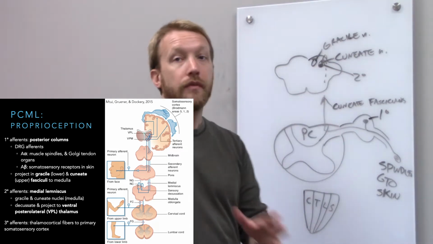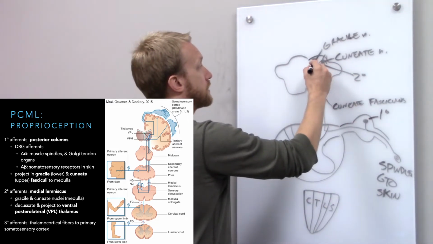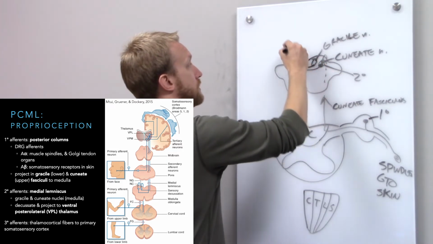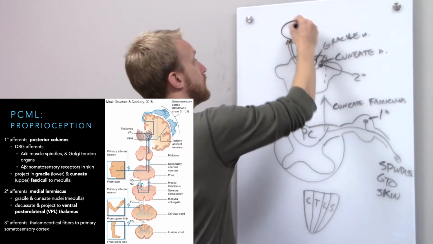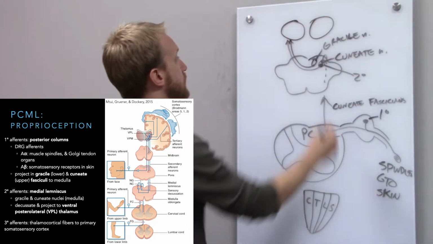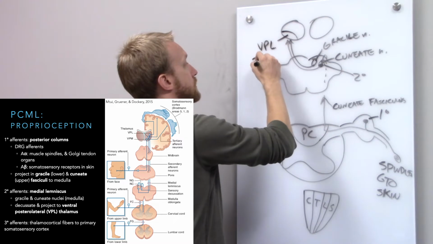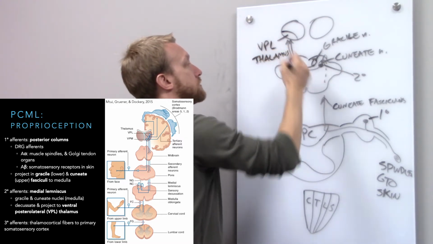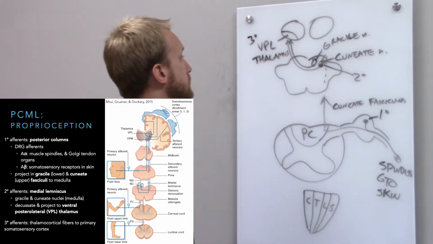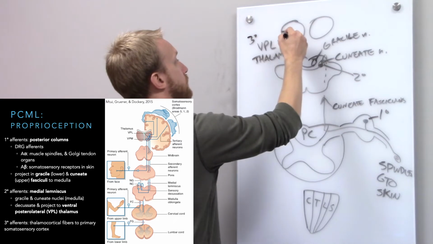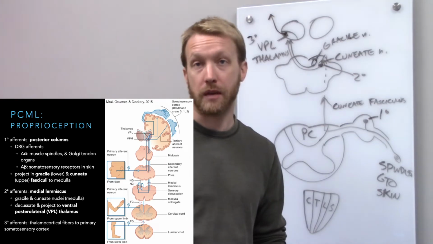From here, now we cross. Here's where we form the medial lemniscus. So these fibers are going to cross over and project up to the contralateral thalamus. They will synapse in the ventral posterolateral nucleus of the thalamus. This is where we find our third order neurons. From here, we then project to the cortex, and that's where the magic of perception happens.